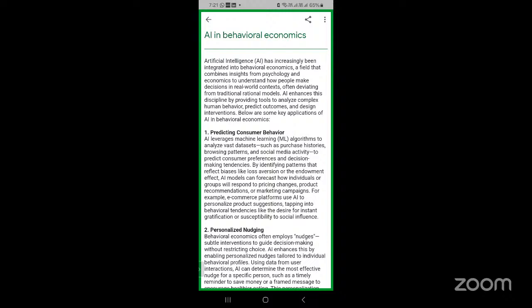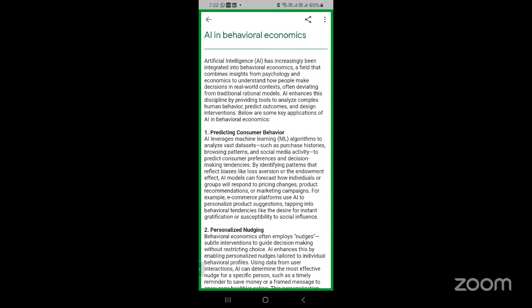AI leverages machine learning algorithms to analyze vast data sets, such as purchase history, browsing patterns, and social media activity, to predict consumer preferences and decision-making tendencies. So here the dependent variable is the consumer preference and their decision-making tendencies. By identifying patterns that reflect biases like loss aversion or the endowment effect, AI models can forecast how individuals or groups will respond to pricing changes.